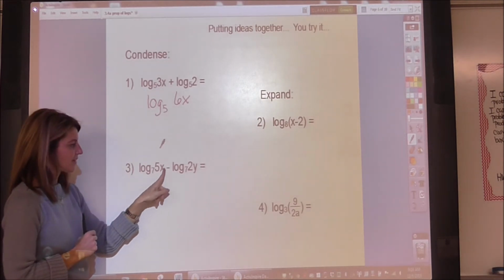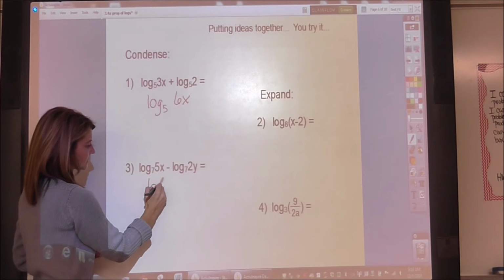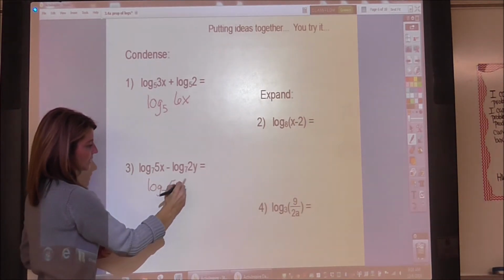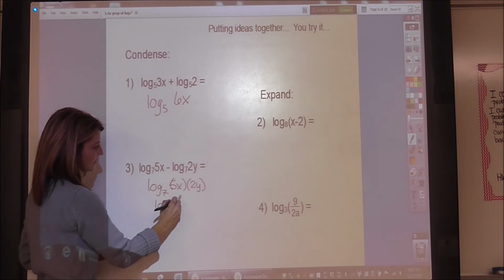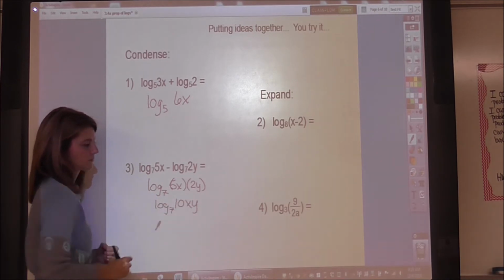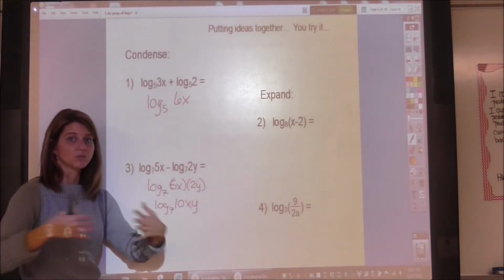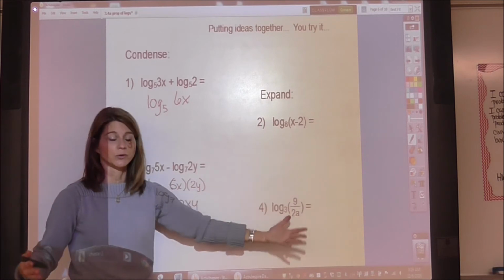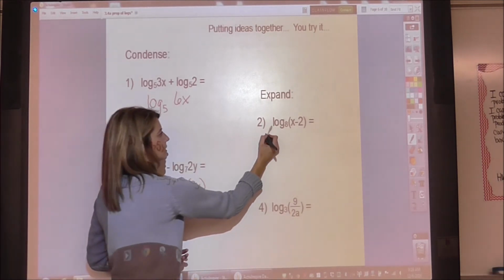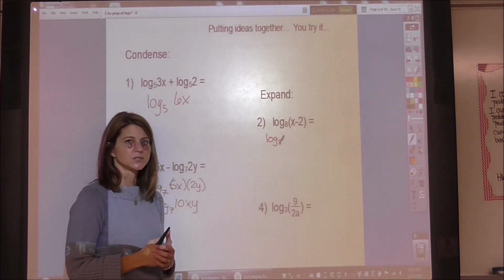Log base 7 of 5x minus log base 7 of 2y. So log base 7 of 5x times 2y. So that's log base 7 of 10xy. Done. Okay, expanding says make it bigger, make it longer. If it has log base 8, I think I'm going to have it in there more than one time now. So log base 8, and it says x minus 2.